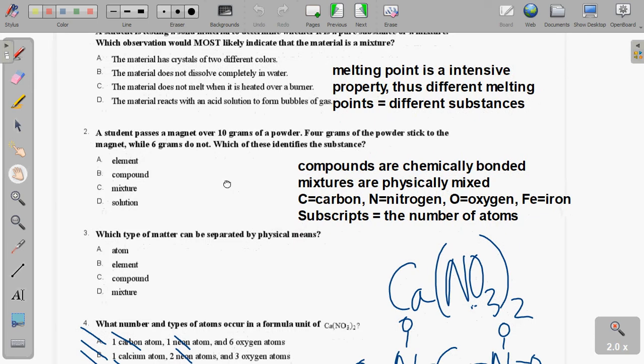Number 2, same kind of thing. Magnetism is an intensive property. If you have a little bit or a lot, iron filings are magnetic. Powder, flour, for example, or sugar is not. So that's a way of separating, using a physical property to separate a physical mixture. Remember that compounds are chemically bonded and mixtures are physically mixed.